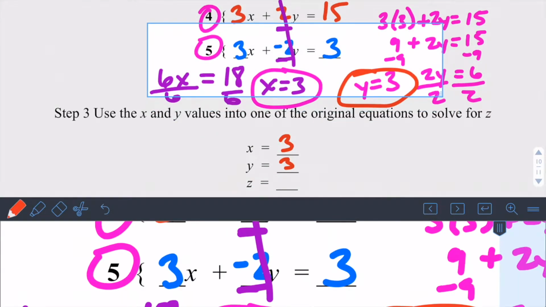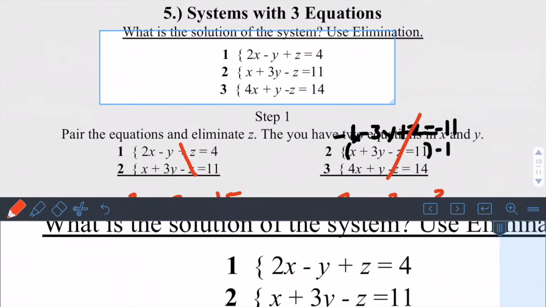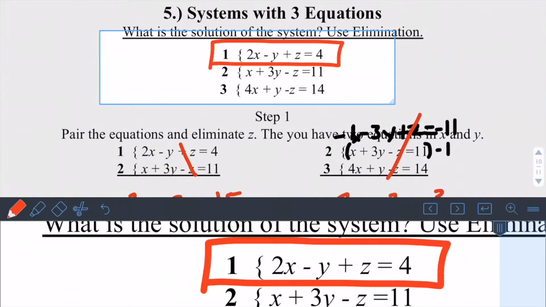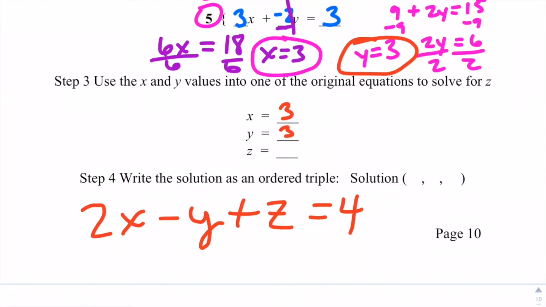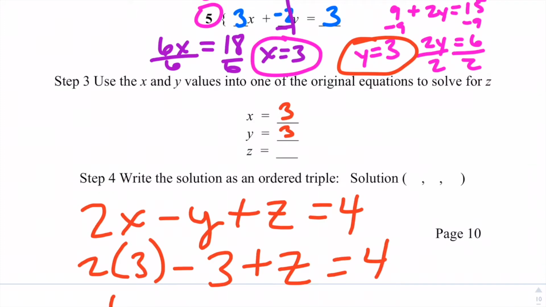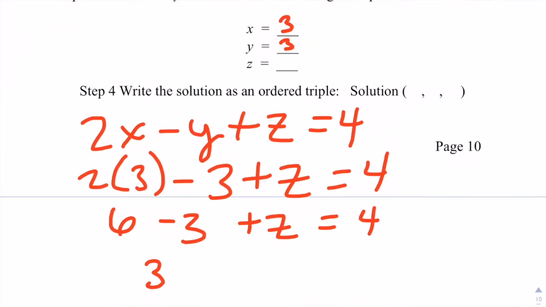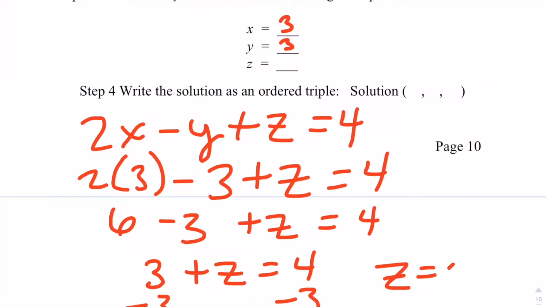Now we go back to one of the very original equations. Let's go to the first one, which is 2x minus y plus z equals 4. And let's plug in our values. So it's going to be 2 times 3 minus 3 plus z equals 4, which is going to give us 6 minus 3 plus z equals 4. 3 plus z equals 4. We're going to subtract 3 from both sides. We're going to find out that z is equal to 1.